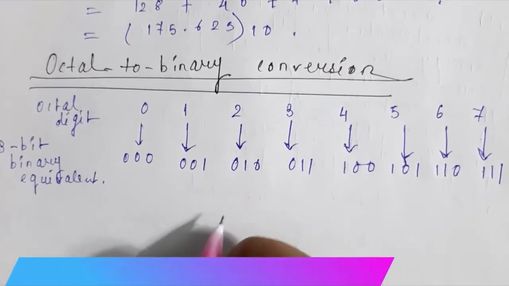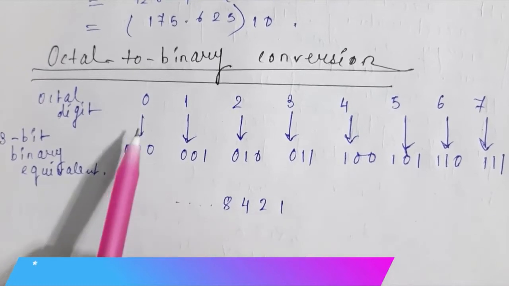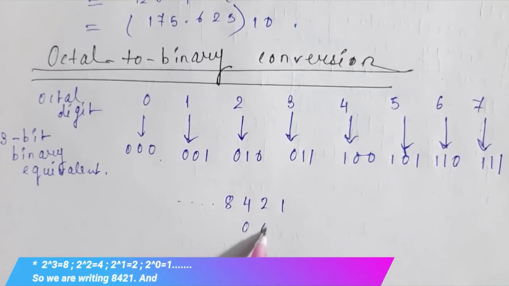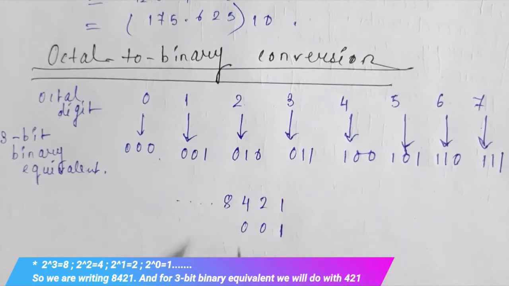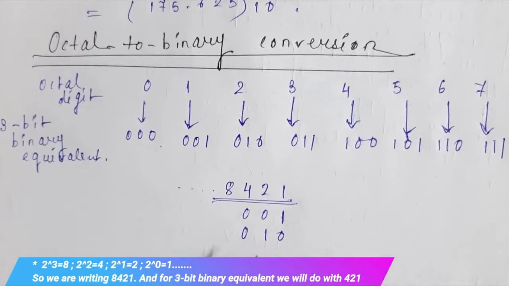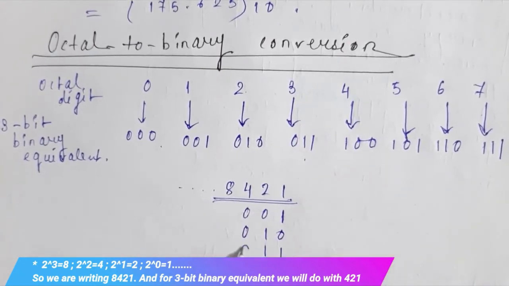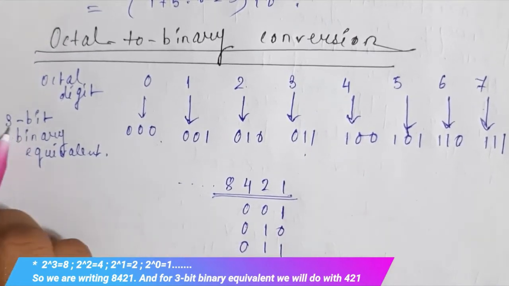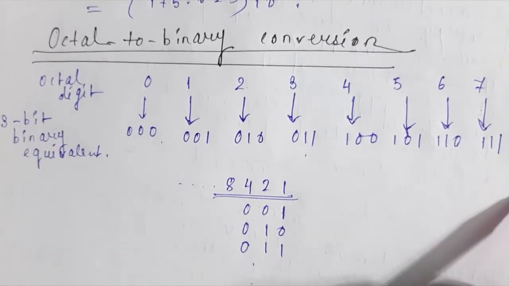How can we say this? We know that the place values are 8, 4, 2, 1, and it goes on like this. So if we have 0, then that will be 0, 0, 0. If we have 1, this will be 0, 0, 1. For 2 it will be 0, 1, 0, and for 3 it will be 0, 1, 1. So like this it will go on moving. So we have to take the 3-bit binary equivalent for this type of conversion.